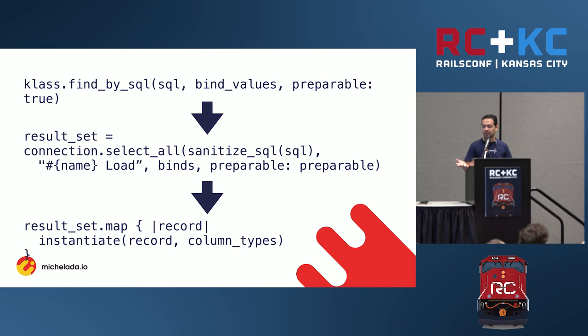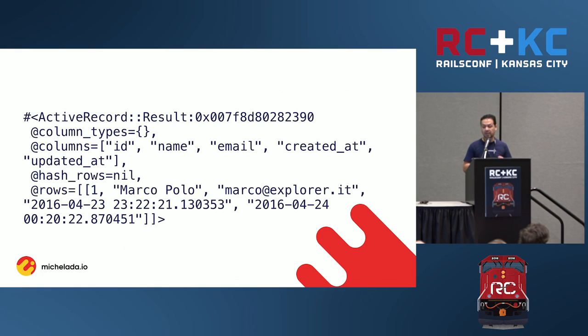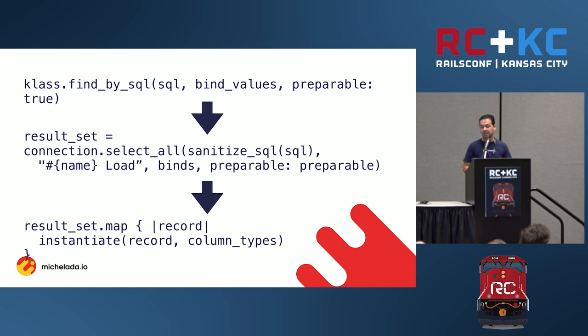What we are going to get, at some point, is a result set. This result set is going to be something like this. It is just an object that has the columns and the rows. And for the rows, it's an array of arrays. So on the last step, what we are going to perform is we're going to execute a map of this result set. And the instantiate method is the one that is going to create the instances for each one of the records that we are pulling off the database.